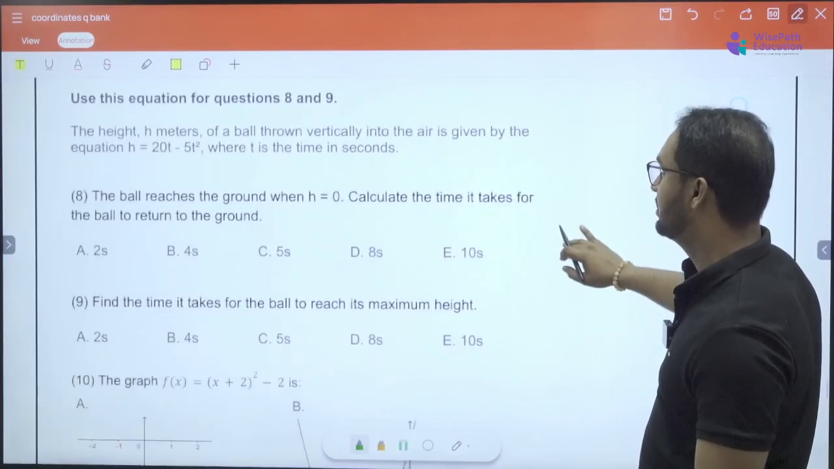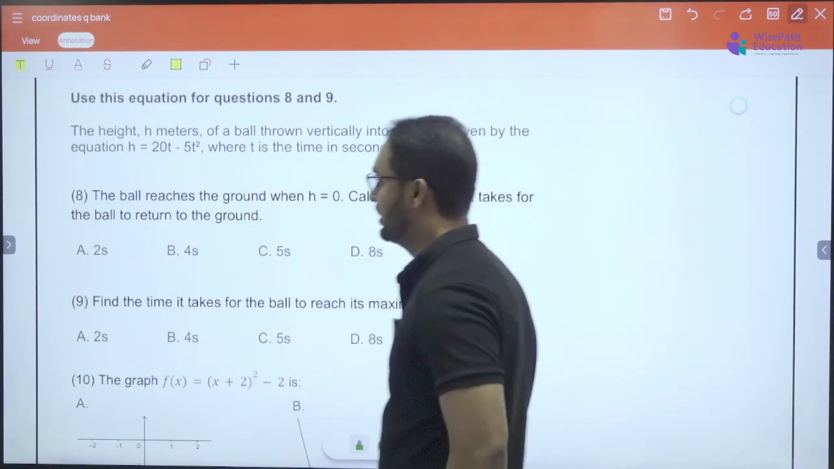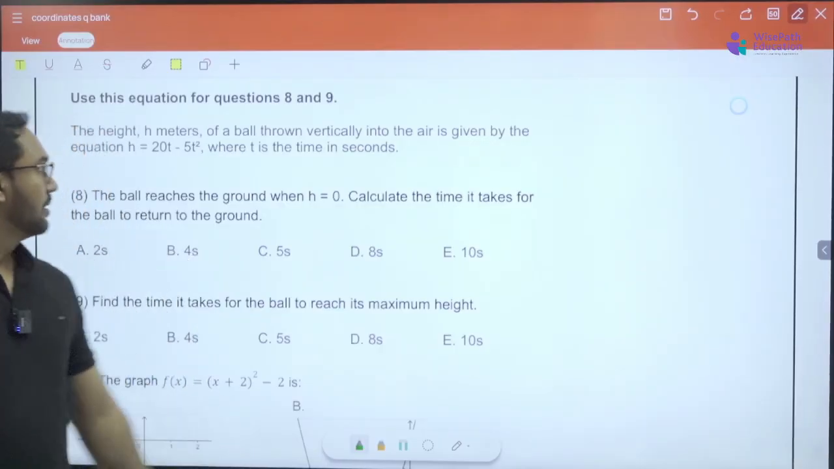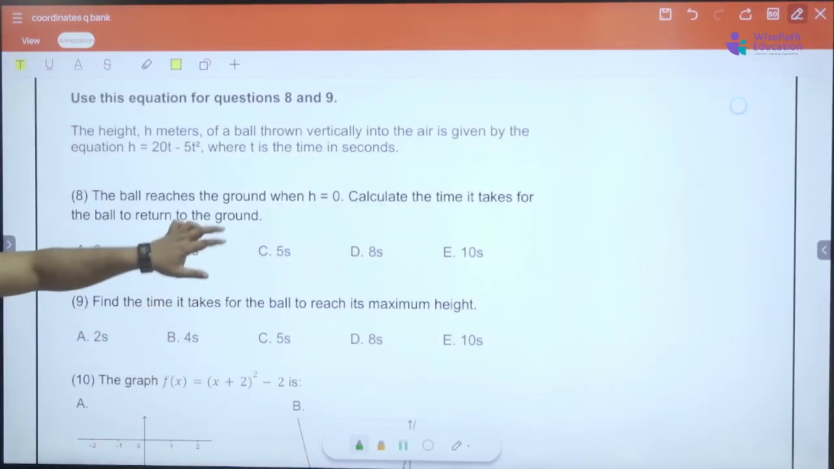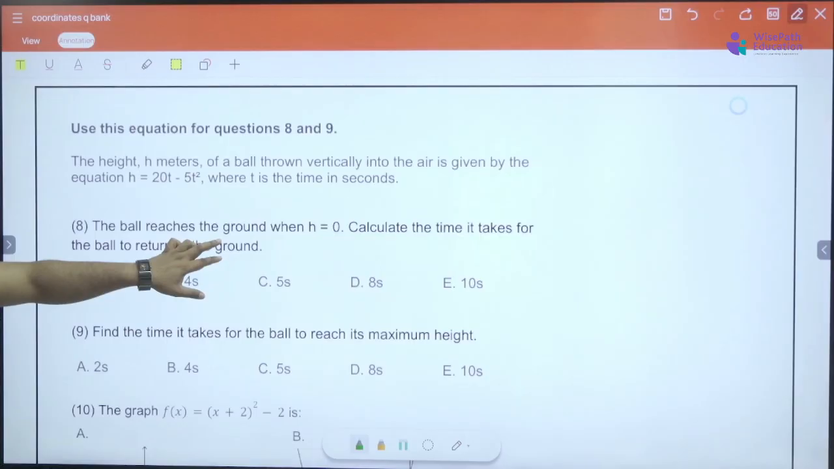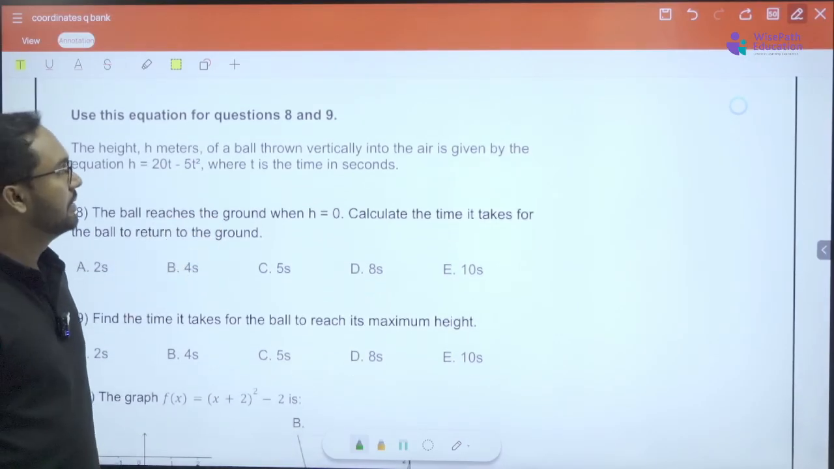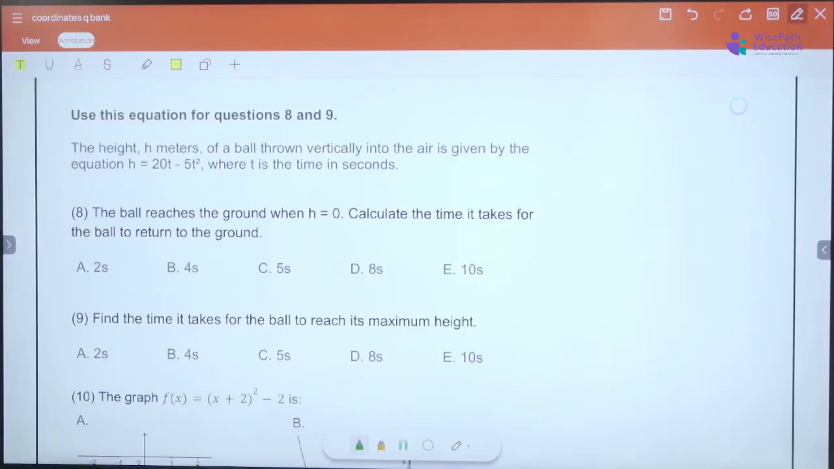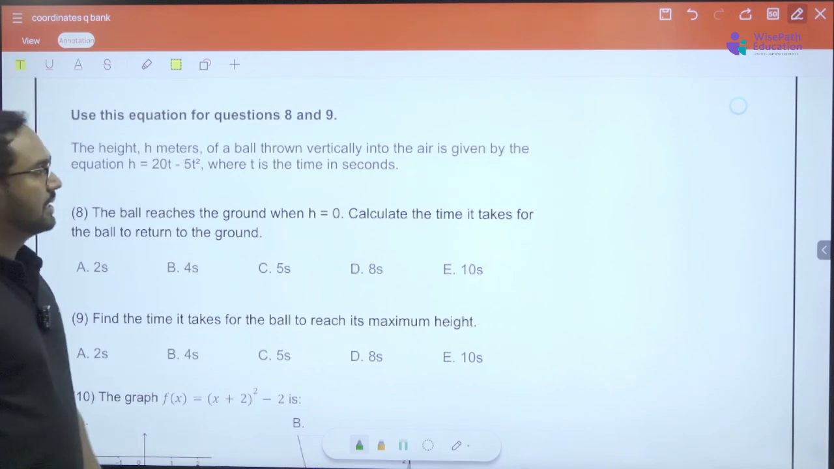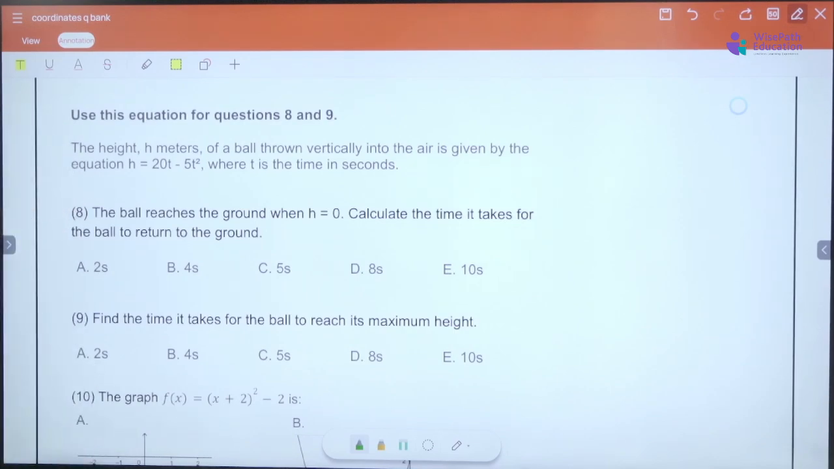Use this equation for question 8 and 9. The height h meters of a ball thrown vertically into the air is given by the equation h equals 20t minus 5t square, where t is the time in seconds. Question 8. The ball reaches the ground when h equals 0. Calculate the time it takes the ball to return to the ground.